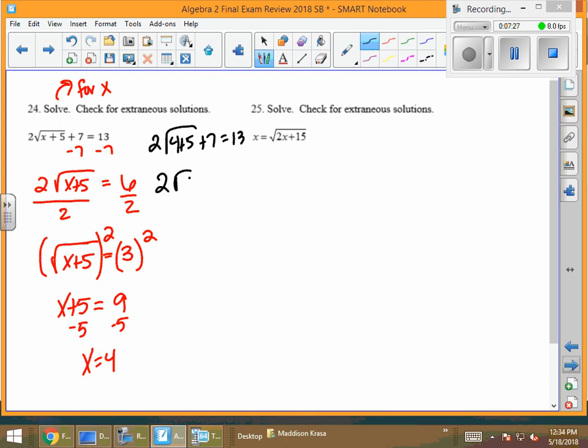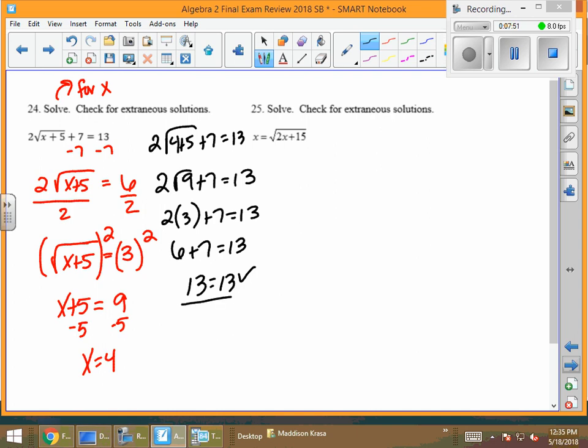So 2 radical 9 plus 7. Radical 9 is 3. And then, let's see, we would end up with 6 plus 7. And 6 plus 7 is 13. So we get 13 equals 13. And you are welcome to check those in your calculator as well. Make sure that those work. But the check does work, so x equals 4 is a regular old solution.